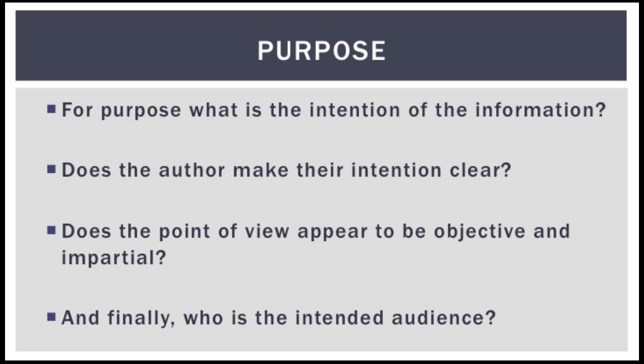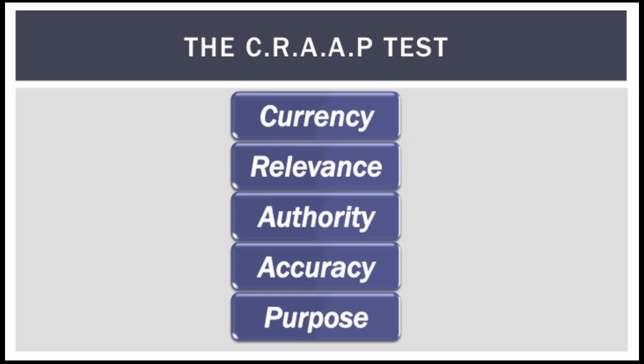Is it for other scholars, or is it for the general public? Is the source written at too juvenile a level, or is it too advanced for your needs? In review, CRAAP is an acronym that stands for Currency, Relevance, Authority, Accuracy, and Purpose. Using this criteria, carefully weigh each source you're considering using for your research, and if at any time you begin to question if the source is CRAAP, do not use it.